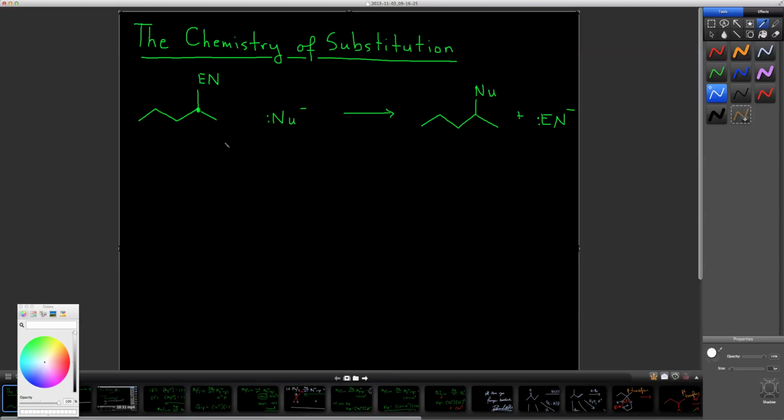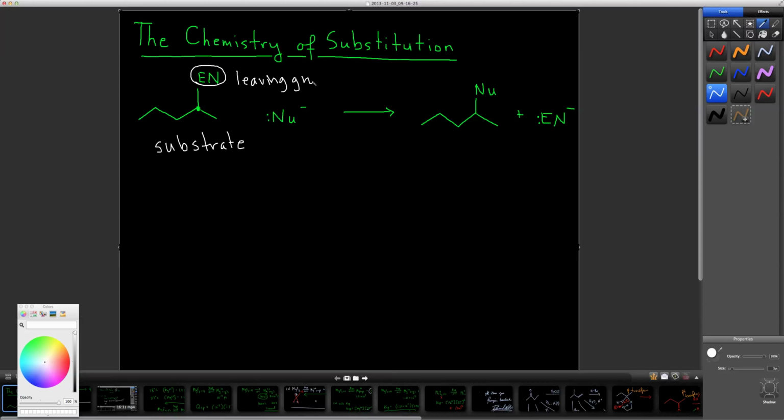We call the carbon molecule that has this electronegative group the substrate. We call the electronegative atom or groups of atoms the leaving group. And of course, the atom or group of atoms that replaces the leaving group is the nucleophile.